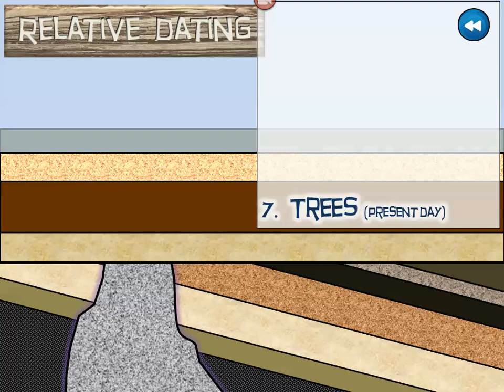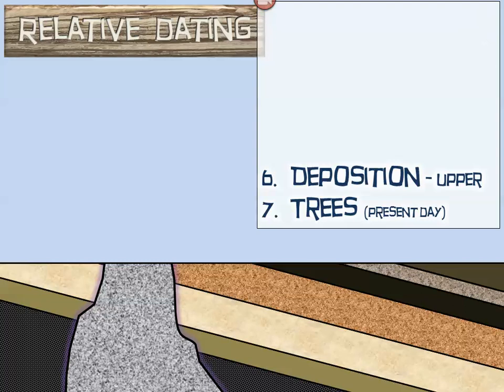We're actually going to look at this one backwards. Sometimes an easier way to figure this out is to work your way backwards from what happened most recently. Well, we know the trees are the most recent thing, so we're going to put this in reverse mode. The trees, and then obviously right before the trees must have been the deposition of the upper layers, which would have left us with a landscape like this.